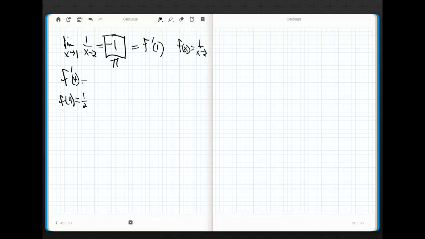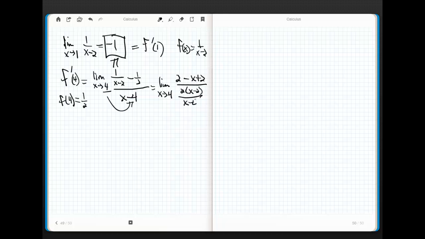That's 1/2. So I know that f prime of 4 is the limit as x goes to 4 of 1 over, remember it's f of x minus f of a, so this is 1 over x minus 2, right? Minus, well, we know that f of 4, that's going to be 1 over 2, over x minus 4, right? That's always nice, because I know this guy goes right in here. That's what a is. Now let's do just a little bit of algebra. And I'm going to go x goes to 4. I'm going to find a common denominator, so I end up with 2 minus x plus 2 all over 2 times x minus 2 all over x minus 4.